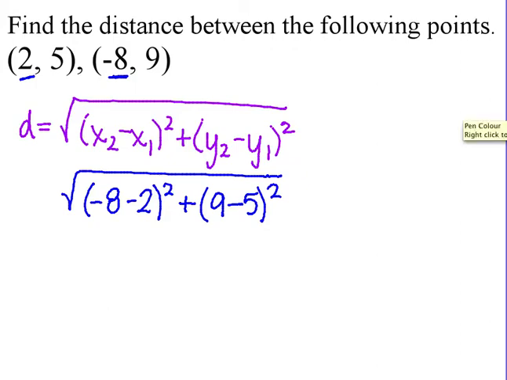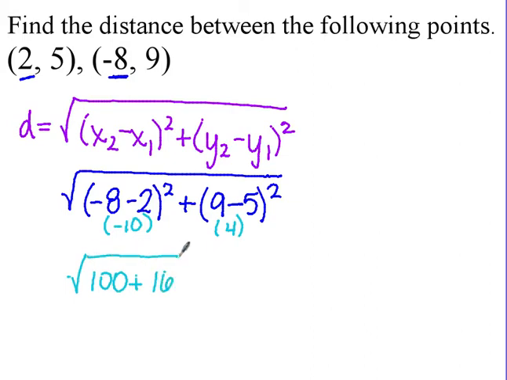Now we need to plug those in. So what is negative 8 and negative 2? This is really negative 10. What is 9 and 5? 4. So then I have the square root of, what is negative 10 quantity squared? Okay, 100. And then plus 4 squared, which is 16. So my answer would be root 116. Now this is one where I don't think you need to simplify them, and I'm pretty sure they leave it in this form, where it would just be root 116.